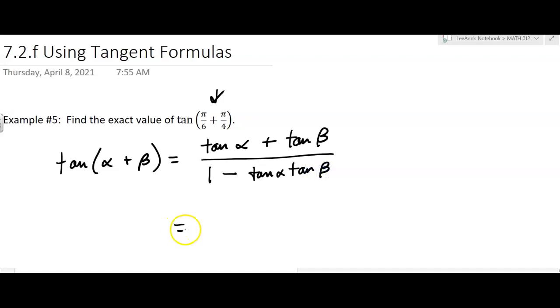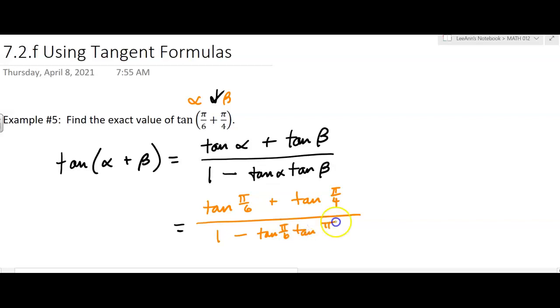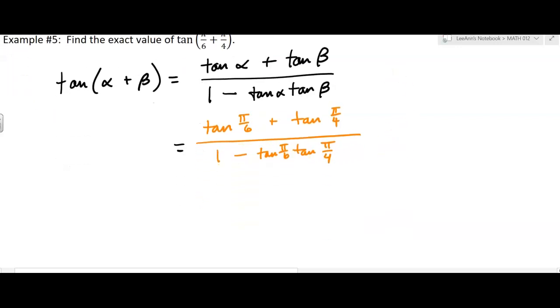Okay, so we have an alpha, we have a beta. Alpha is going to be pi over 6, and beta is going to be pi over 4. So we're going to have tangent of pi over 6 plus tangent pi over 4, all over 1 minus tangent pi over 6 tangent pi over 4. I guess the good news is you get to reuse them, so we only have to know 2 values here. And again, we're going for exact value.